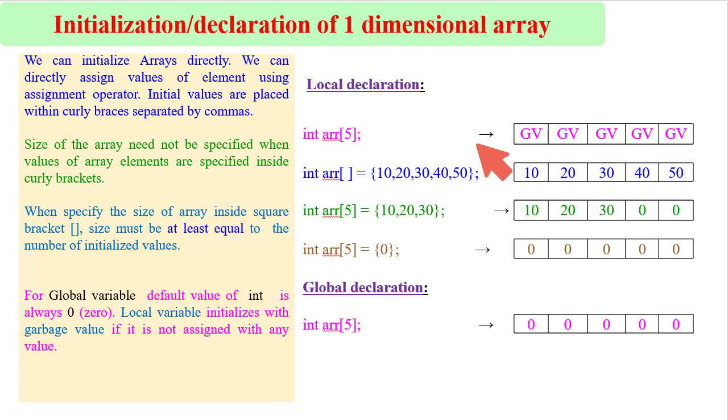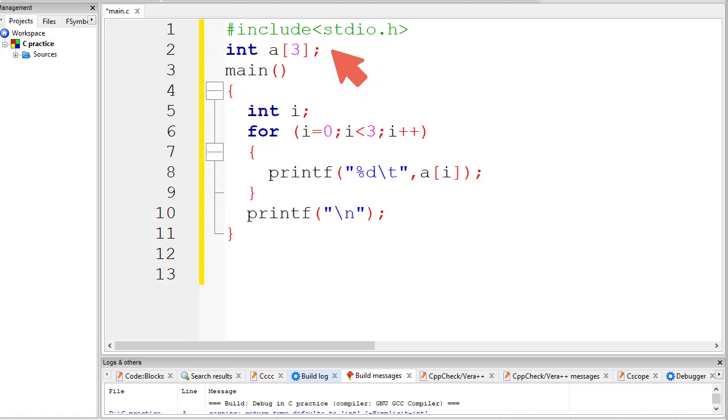For the case of local declaration, the memory locations will be filled up with garbage value. If we define the same array outside the function, that is at global declaration, all the values inside the memory locations will be 0. Now I am showing this too. Say here the array has been defined outside the main function. The rest of the program is to print out the values. I will explain the rest later.